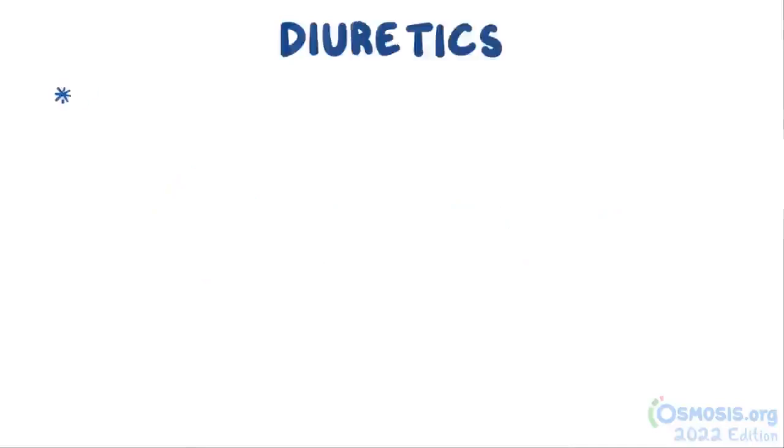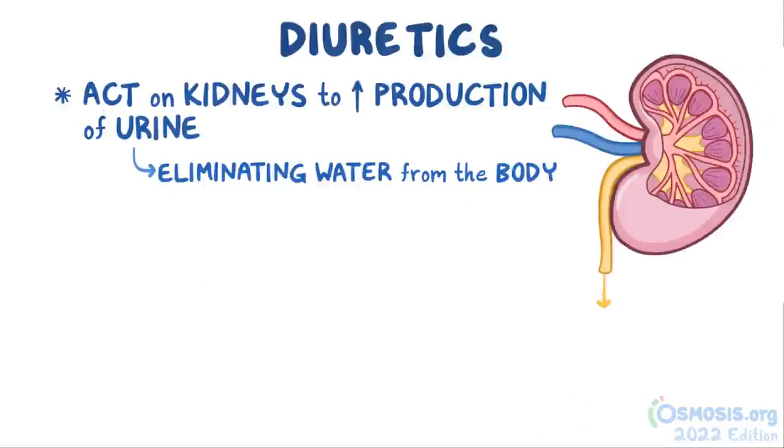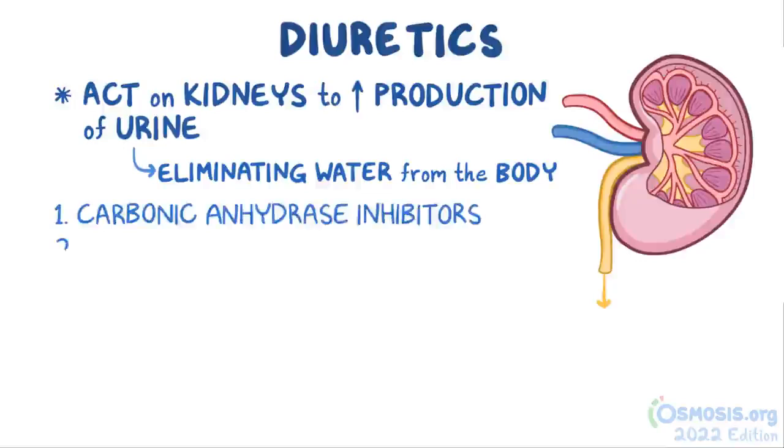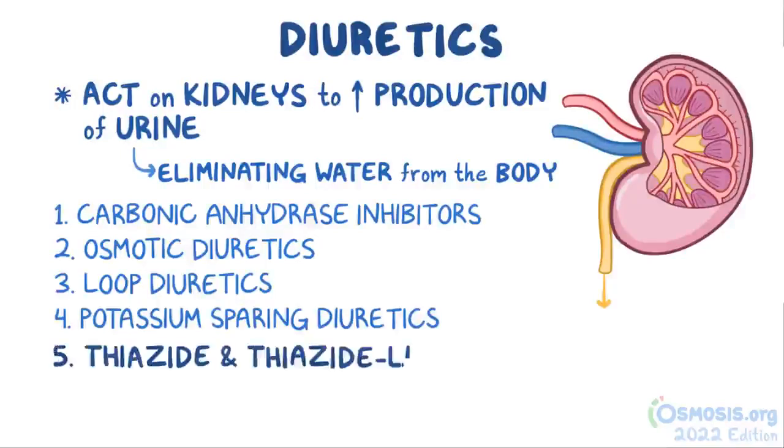Diuretics are medications that act on the kidneys to increase production of urine, and therefore elimination of water from the body. There are 5 main types of diuretics: carbonic anhydrase inhibitors, osmotic diuretics, loop diuretics, potassium-sparing diuretics, and last but not least, thiazide and thiazide-like diuretics, which we'll get intimately acquainted with during this video.